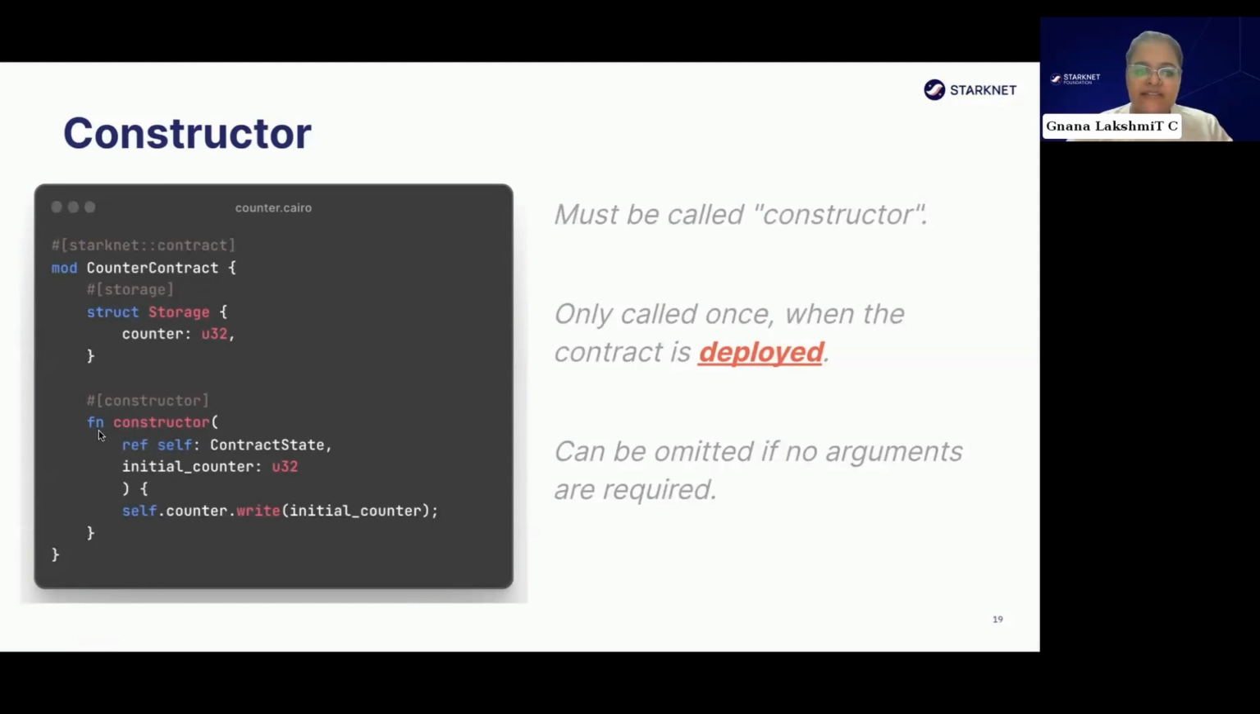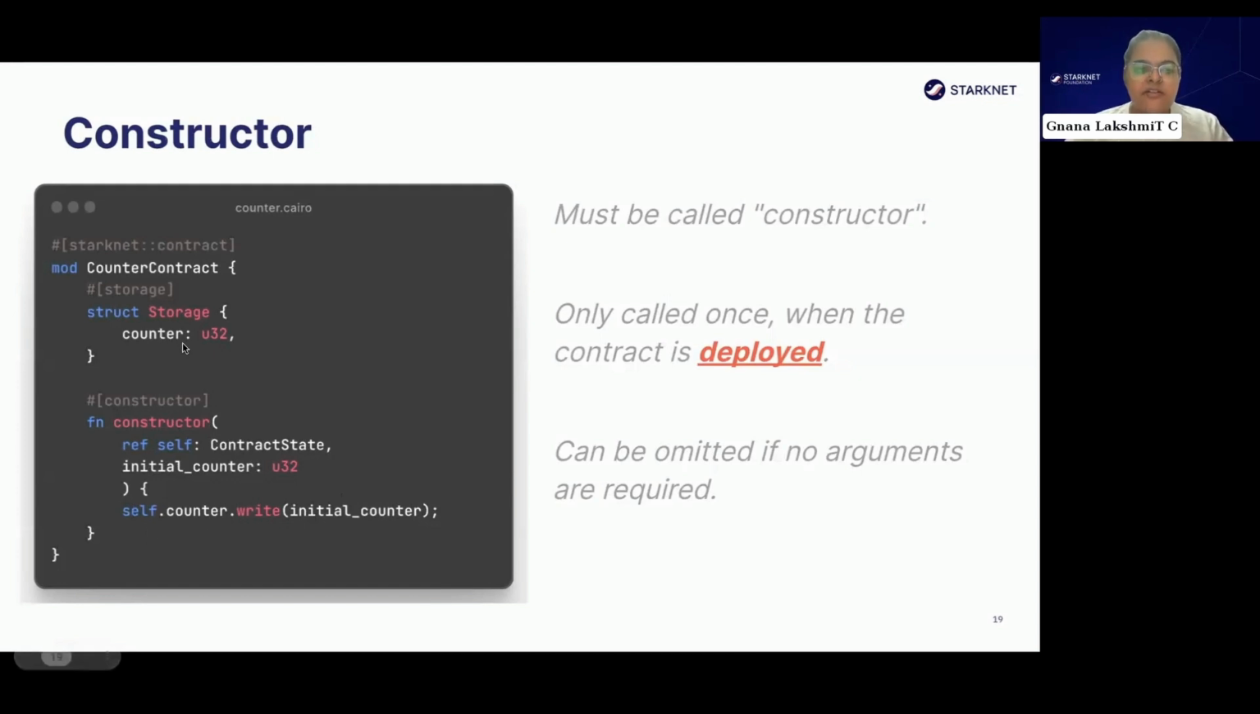So the keyword for that is fn. For every function, the keyword is fn. Then it's best practice to name it constructor, right? It must be called constructor. And then you have arguments of the constructor that you see here. One is called ref self, colon, the type of the argument. The second argument is initial counter, and the type is U32. I'll talk about what this ref self is in a bit. So these are arguments to the constructor.